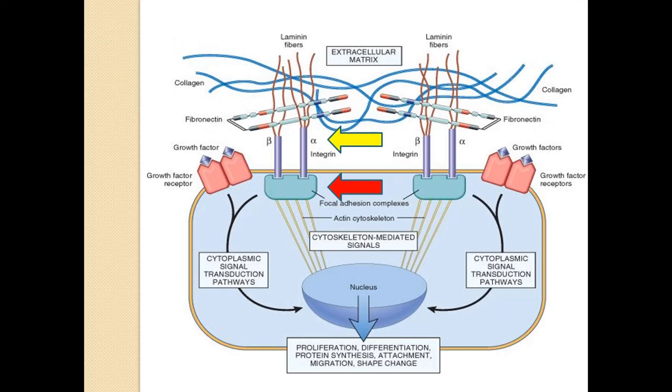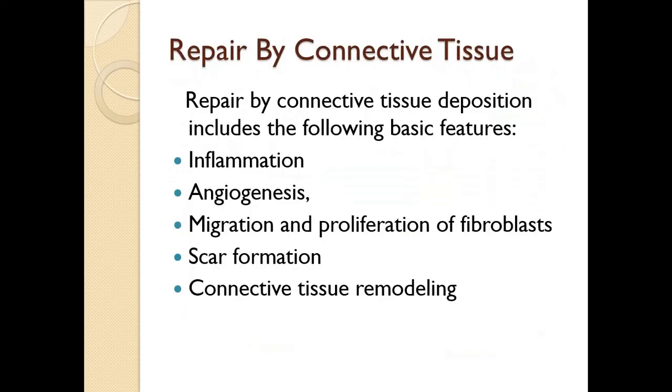This figure shows the molecules involved in cell-to-cell adhesion. In this figure, it is shown how the extracellular matrix components and growth factors interact and activate signaling pathways. For example, integrins bind the extracellular matrix component, which is shown here by a yellow arrow. And these integrins interact with the cytoskeleton at focal adhesion complexes, which is shown here by a red arrow. And thus the nuclear signals will be generated.